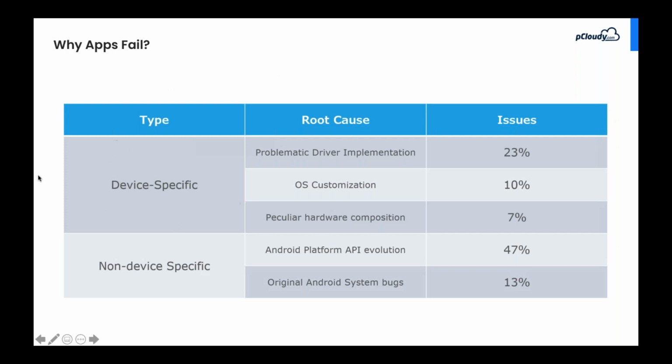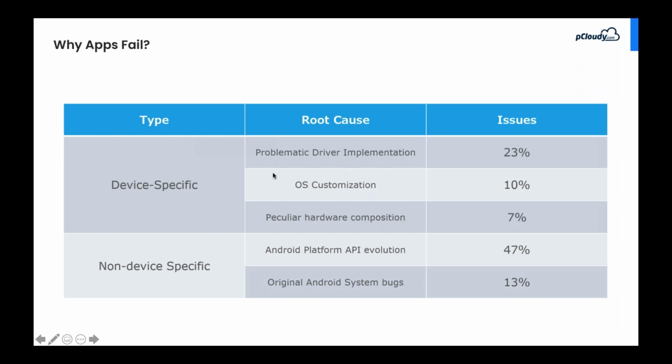So there are two major categories here. One is device specific bugs, and second is non-device specific bugs. And within device specific, there are different root causes like problematic driver implementations, OS customizations, peculiar hardware composition. These are typically the problems because of the OEMs' customization. Every OEM has different hardware compositions. They customize the native Android for their needs.